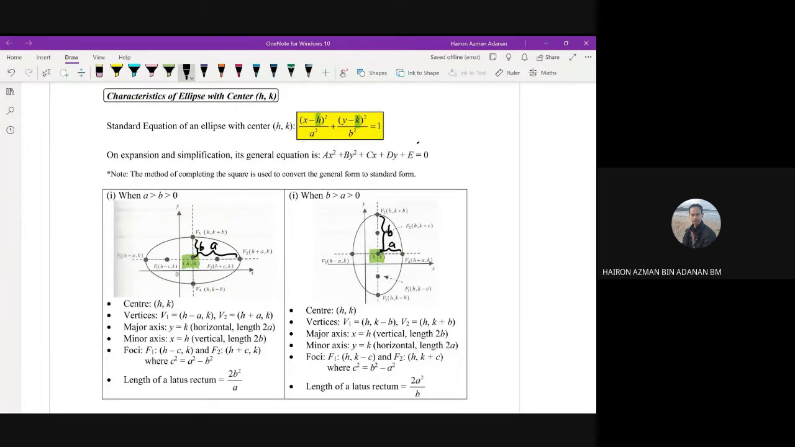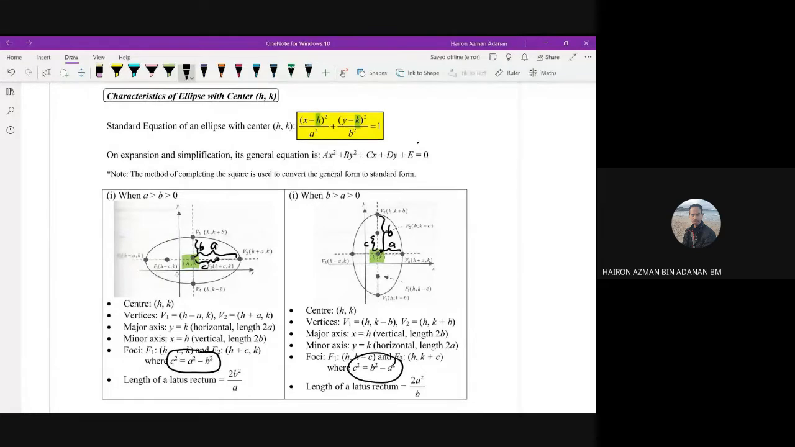And one more thing, we need to know how to calculate C by using the formula. C squared equals A squared minus B squared. I repeat, if A is more than B, A squared minus B squared. If B is more than A, it means B squared minus A squared. So what is the value of C? C is the distance from the center to the focus point. We have two foci, F1 and F2. This one is C, same thing, this one is C.